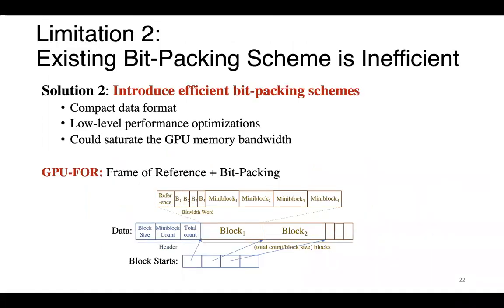The second limitation that we want to address is that we found that existing bitpacking schemes in GPU are not efficient, and therefore our solution is to introduce an efficient bitpacking scheme for GPU. Our bitpacking scheme has a compact data format which is built on top of the tile-based decompression model. We also introduce some low-level performance optimizations and show how our bitpacking scheme could saturate the GPU memory bandwidth during decompression. We name our bitpacking scheme GPU-FOR, which is basically frame of reference plus bitpacking.